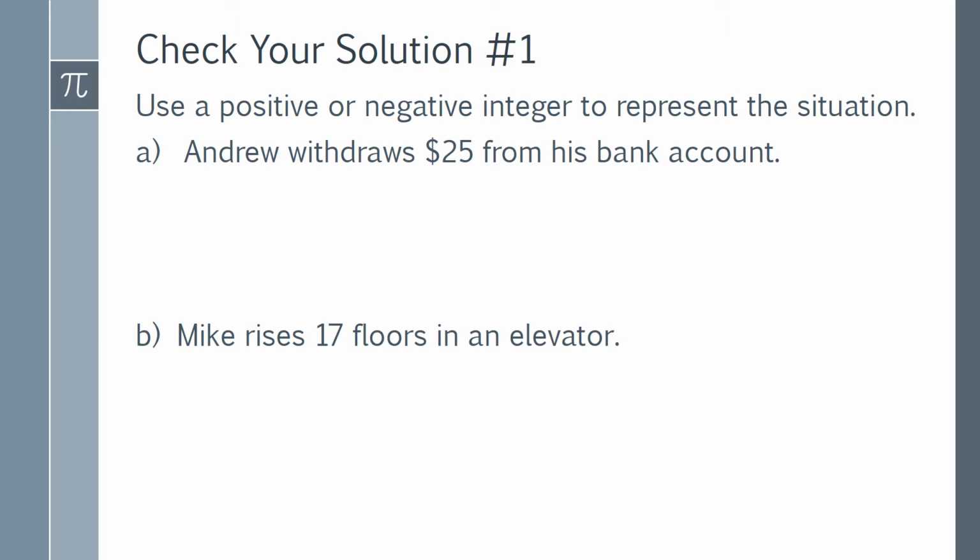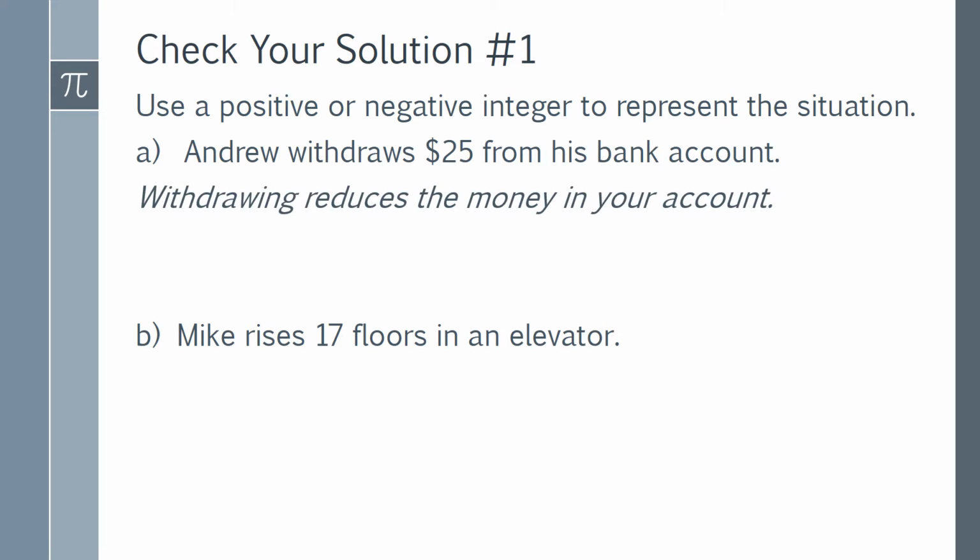For Part A, Andrew is withdrawing $25 from his bank account. Withdrawing reduces the money in your account, so we should use a negative integer. So negative 25 is the integer that represents this situation.